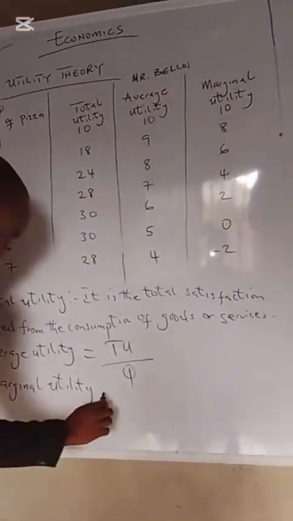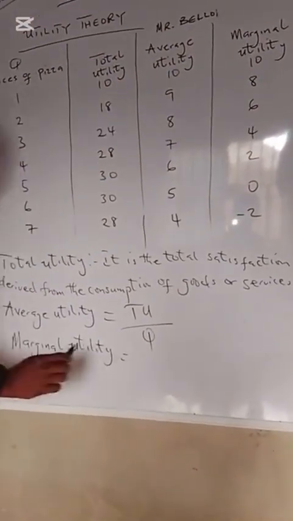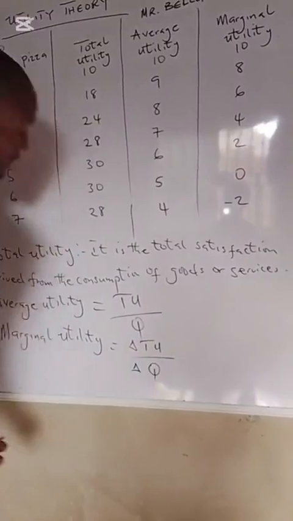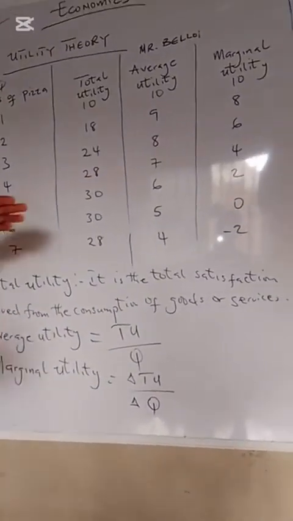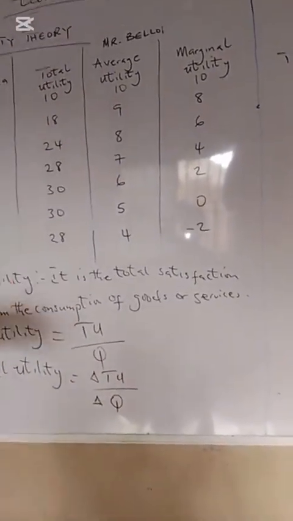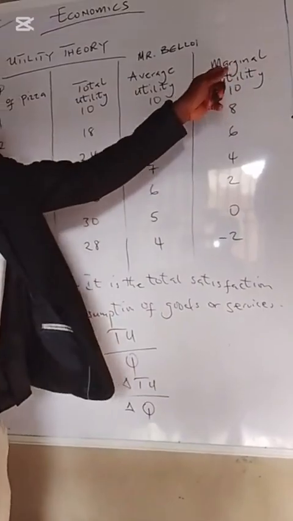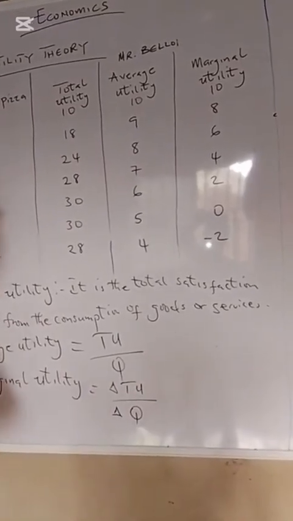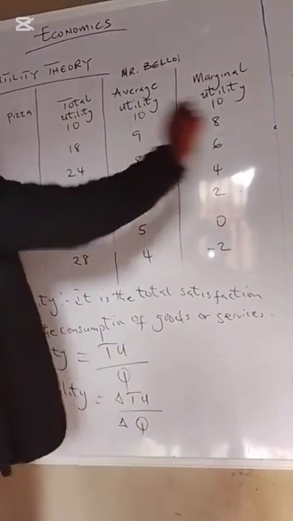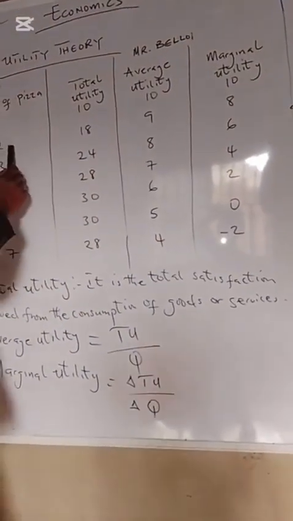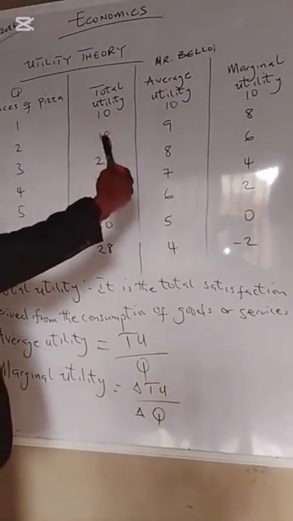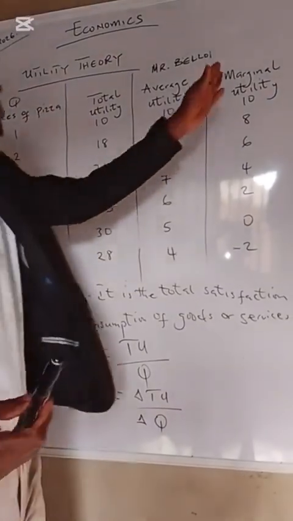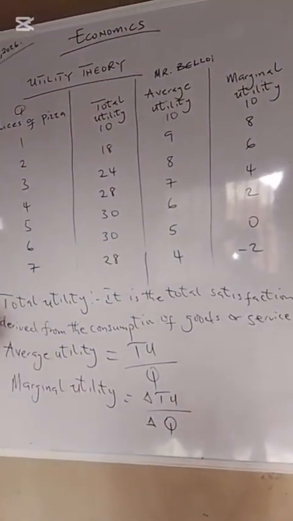The formula for calculating marginal utility is change in total utility over change in quantity. What they are saying is that as your total utility is changing, your marginal utility will also be reflecting that. Let's look at this now. The first one remains static. Now let's look at this second unit here. You discover that the difference between the total utilities is what gives us the marginal utility.